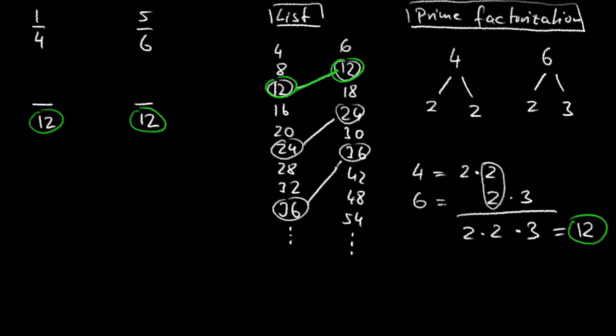Let's use the least common denominator 12 to add the fractions 1 over 4 and 5 over 6. 1 over 12 is equivalent to 1 over 4. To find that, we can divide 12 by 4, which is 3. So 4 times 3 is 12. Now 1 times 3 is 3.